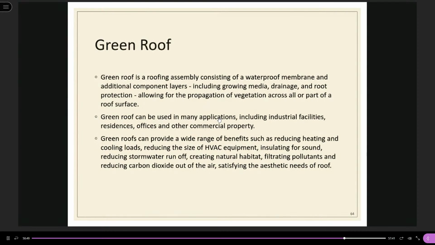Okay, green roofs can provide a wide range of benefits, such as reducing the heating and cooling loads. So vegetation is a very good insulator. So by installing vegetation on the roof, you can reduce the heat transfer from the exterior to the interior, and therefore reduce the size of the HVAC equipment.